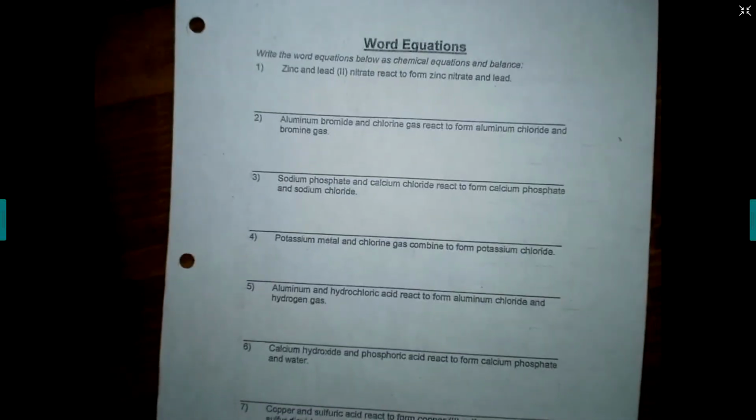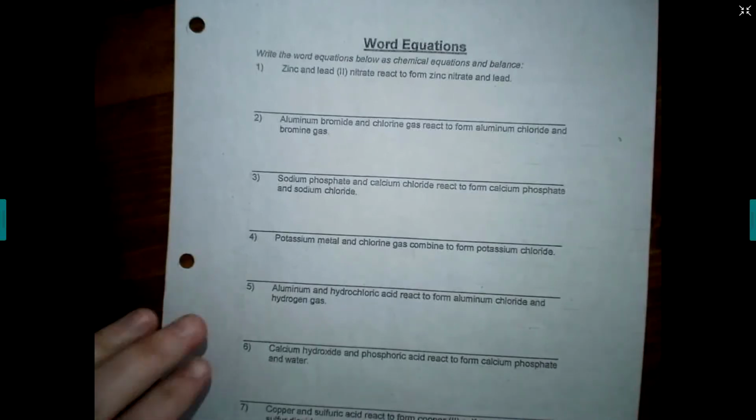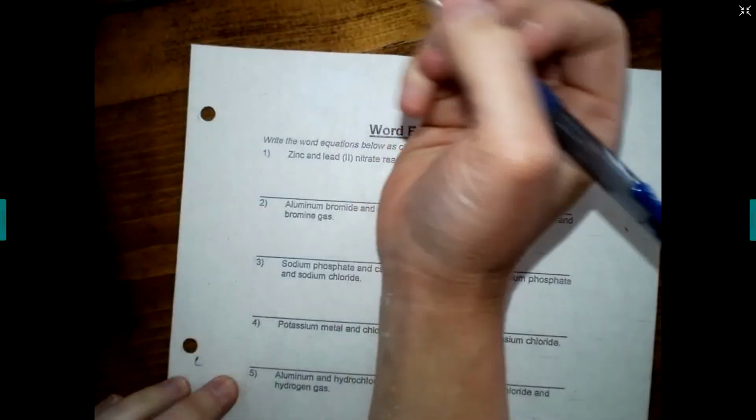Now I'm going to flip over to this sheet. This is your word equation sheet. And this is also one that you will need to complete by Friday. Just the front of it, though. You'll do the back of it on Monday. So what we're doing here is we're turning these word equations into balanced equations. So what you need to do first is take a few notes at the top.